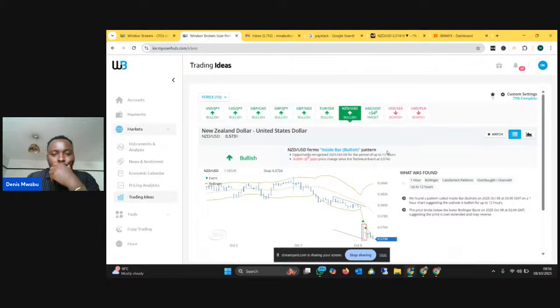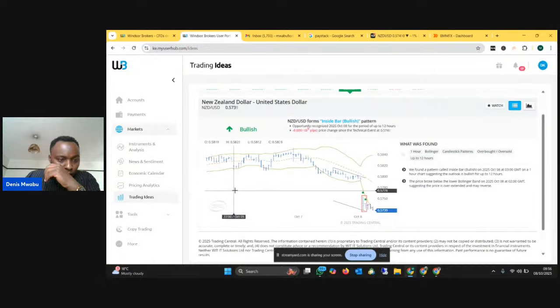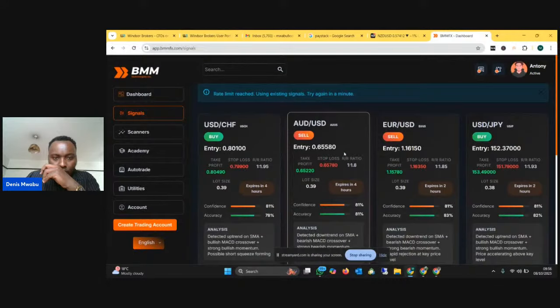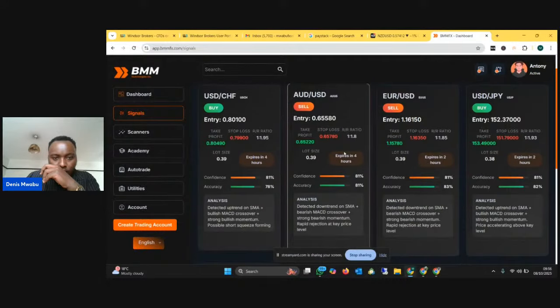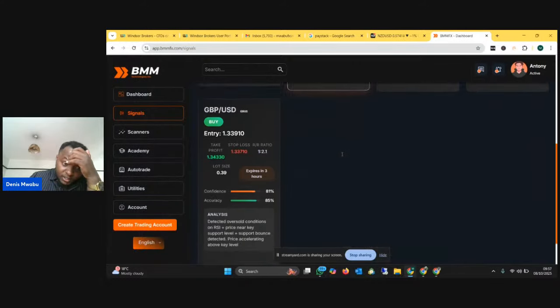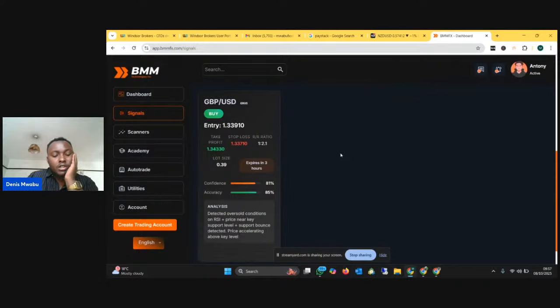We take a look at this other pair. Then we have GBP JPY or GBP CAD, or USD JPY. So we can take a look at different pairs, or this one, USD CHF, AUD USD, EUR USD. We are not able to get any trade setup.